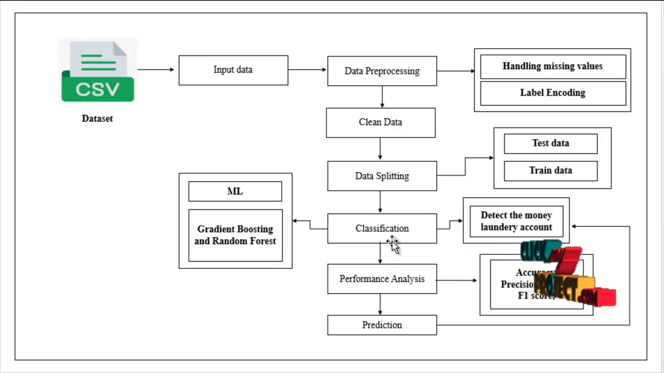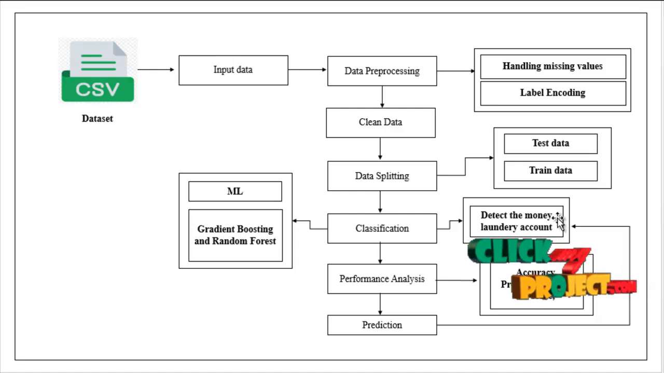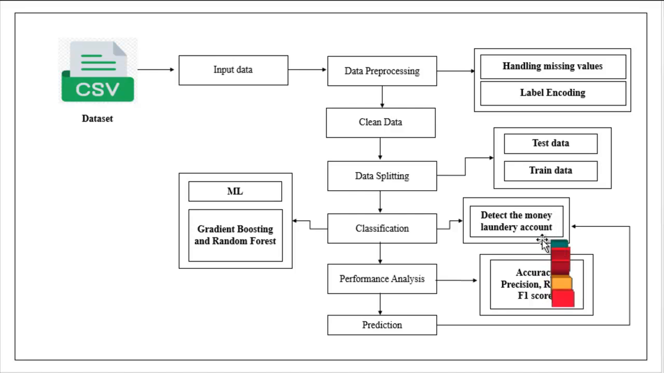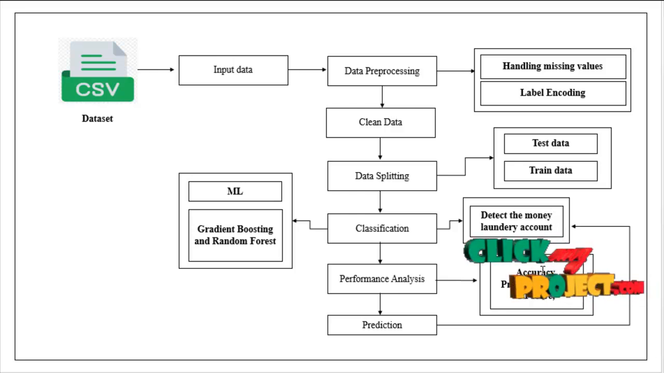With the help of the classification algorithm, we can detect or predict effectively whether a particular person has a money laundering account or not. Then finally we estimate performance metrics such as accuracy, precision, recall and F1 score. Based on the accuracy, we conclude which algorithm is efficient. This is the flow of our project.